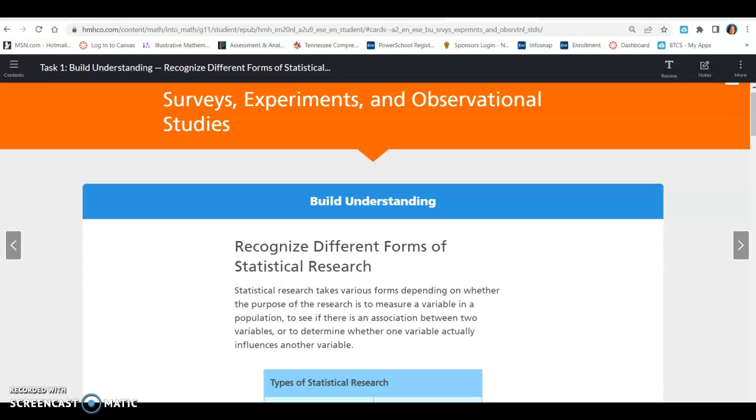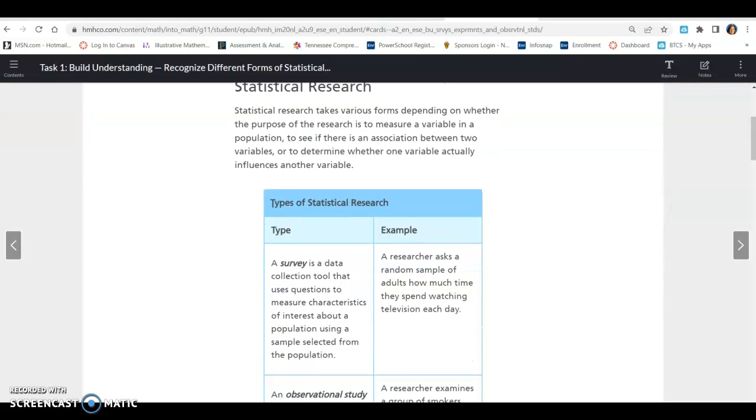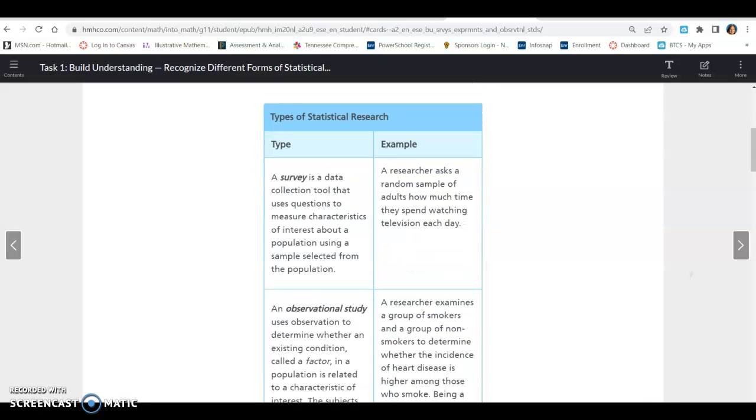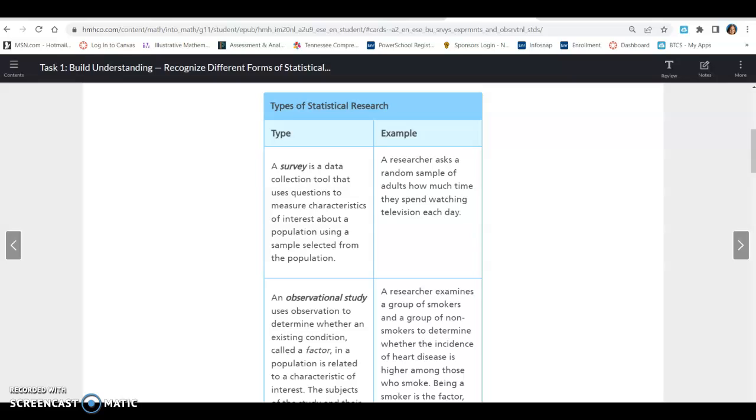Lesson 20.2, Task 1, Surveys, Experiments, and Observational Studies. Recognize different forms of statistical research. Statistical research takes various forms depending on whether the purpose of the research is to measure a variable in a population, to see if there is an association between two variables, or to determine whether one variable actually influences another variable. Types of statistical research.